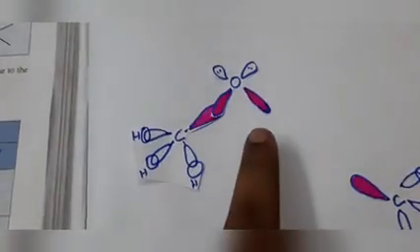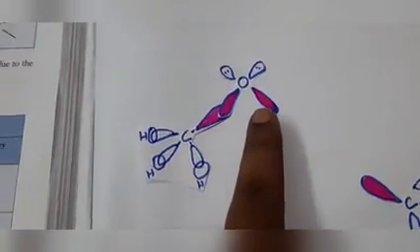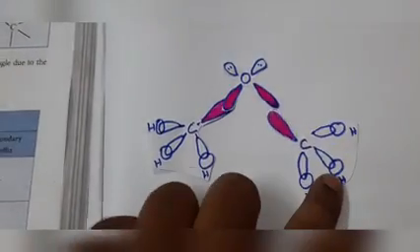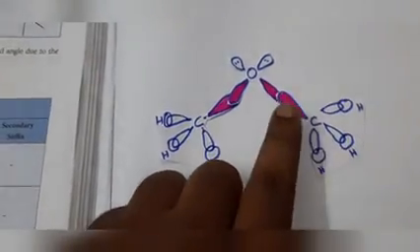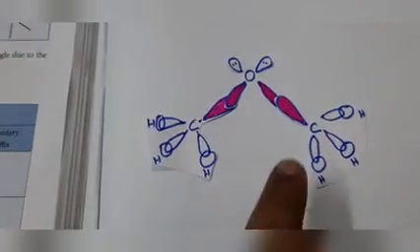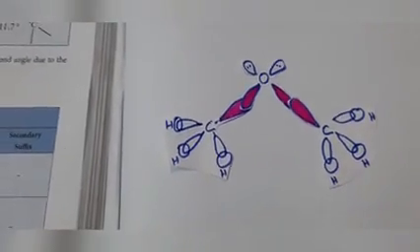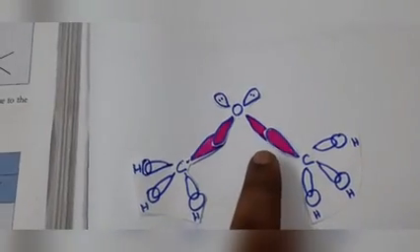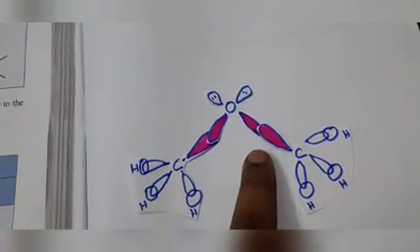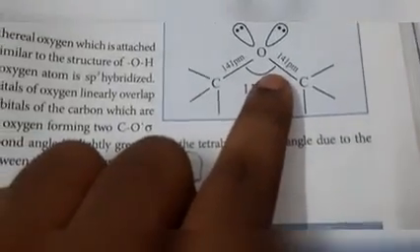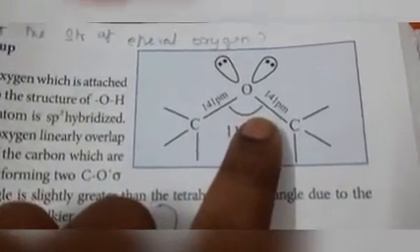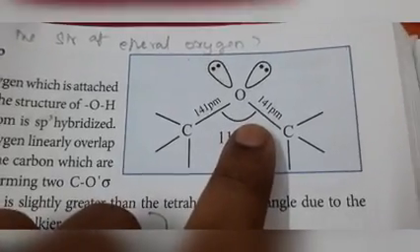Another sp3 hybridized orbital of oxygen is overlapping with an sp3 hybridized orbital of carbon. Here also overlapping takes place. Overlapping means mixing. If two lobes are mixed, a single bond is formed. That bond length is also 141 picometer.